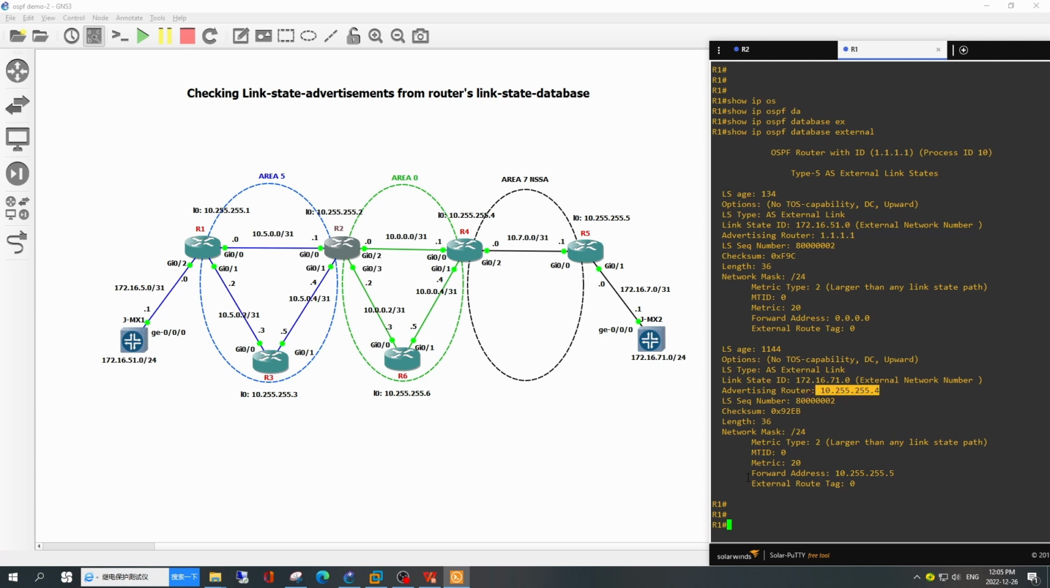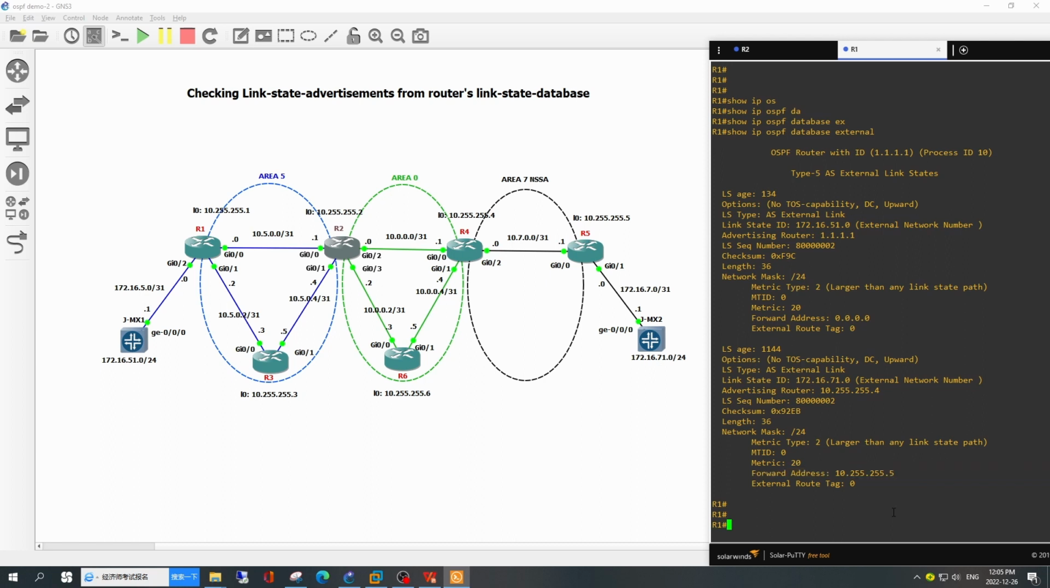So the advertising router is R4 here, 10.255.25.4. OSPF is also smart enough to know who you actually want to forward the traffic to. You need to forward to .5, 10.255.25.5, because eventually the traffic should go to R5, not R4. So you can directly forward traffic to R5 instead of R4. This is the case where the forwarding address and advertising router are different.